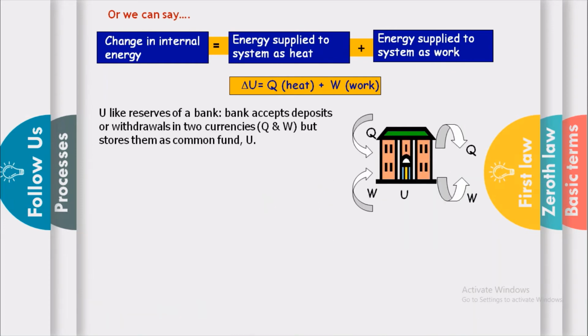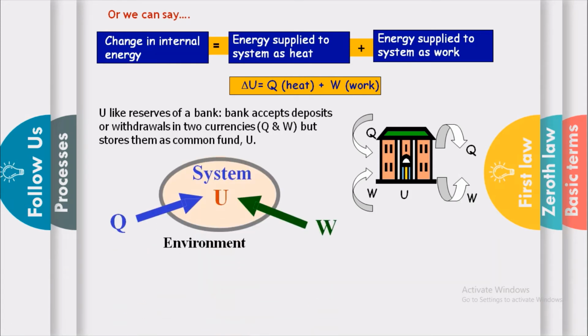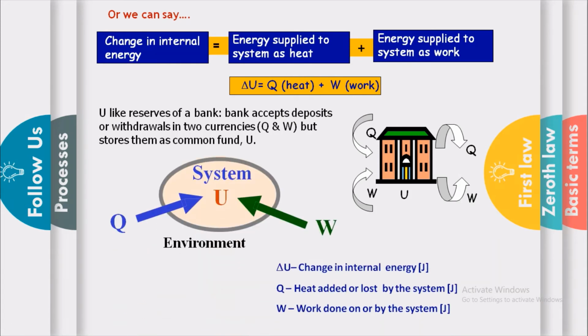Now for better understanding I will give one example. Consider U like the reserves of a bank, and the bank accepts deposits or withdrawals in two currencies, that are Q and W, but stores them as a common fund, that is U.